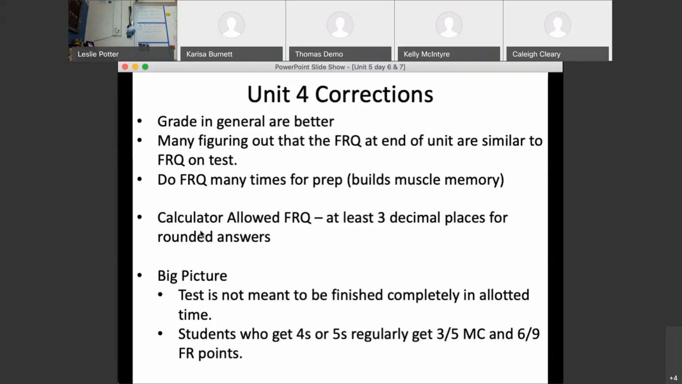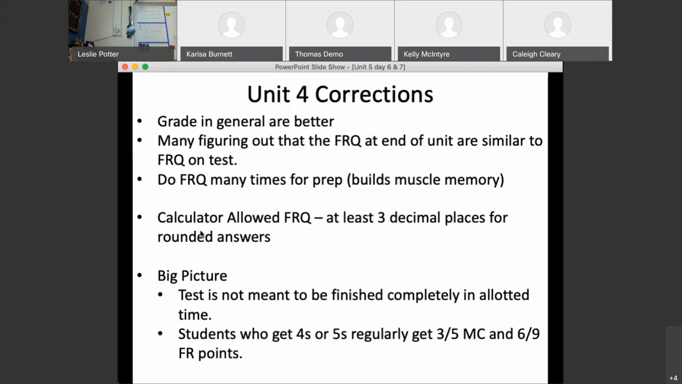So many are figuring out the free response at the end of the unit are similar to the free response on the test. I do that on purpose. It's just to get you to build what I call muscle memory. You do those free responses at the end of the unit, and you get used to saying, oh, I'm going to have a mean value theorem. Because these are really popular questions, they show up time and time again, year after year. I'm going to have to do a sign chart on the first derivative, or a related rates with a volume of a cylinder or a volume of a box. It just gets you used to doing it.